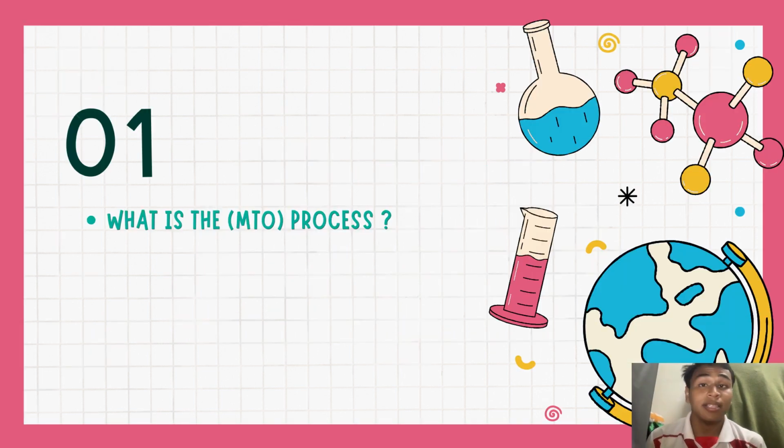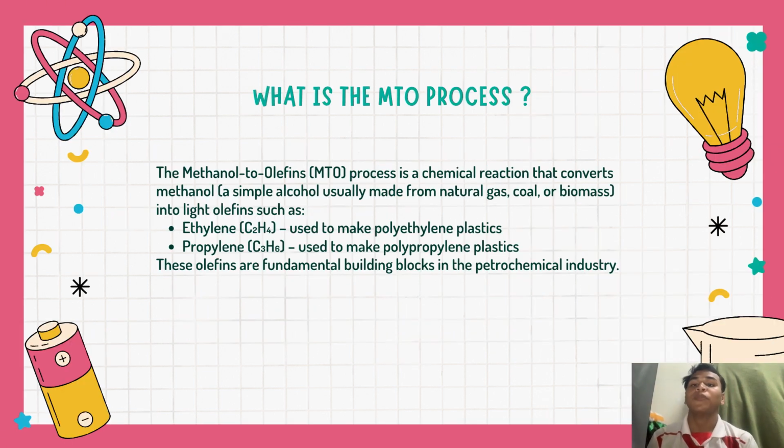Alright, what is the MTO process? MTO process is a chemical reaction that converts methanol, a simple alcohol usually made from natural gas, coal, or biomass, into light olefins such as ethylene, C2H4, used to make polyethylene plastic, and propylene, C3H6, used to make polypropylene plastic. These olefins are fundamental building blocks in the petrochemical industry.